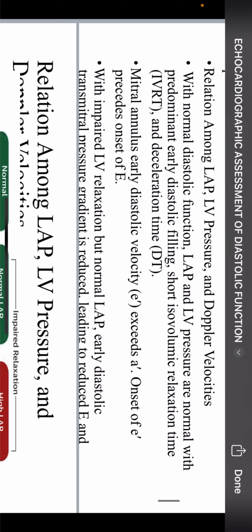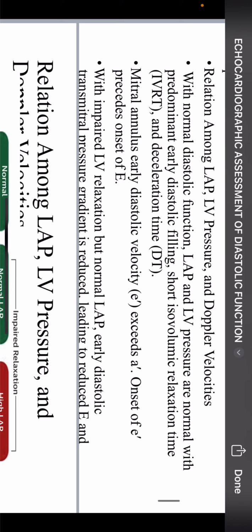How fast does the E wave velocity decline after reaching its peak? If it declines so fast, we don't want that. If it declines so slow, again, we don't want that. So what do we want? Meaning there is a normal range of deceleration time. We are measuring the time. There are black arrows here, small ones.